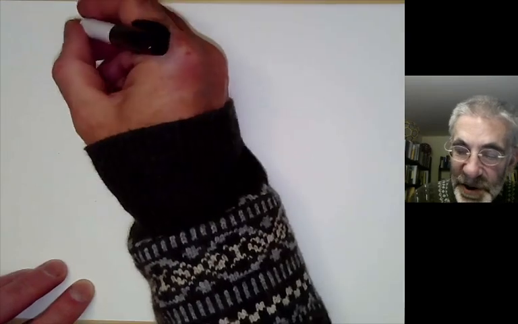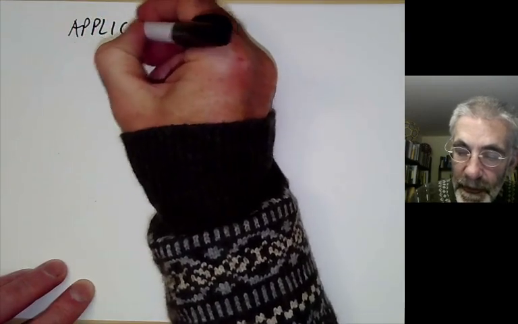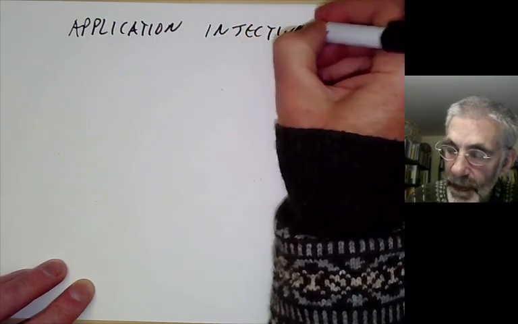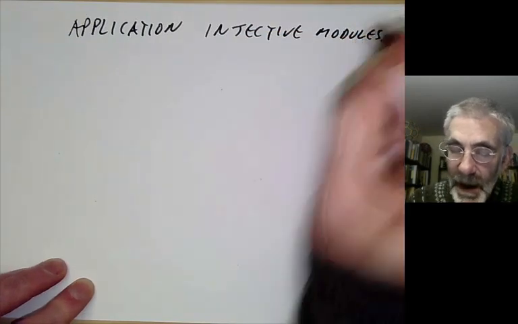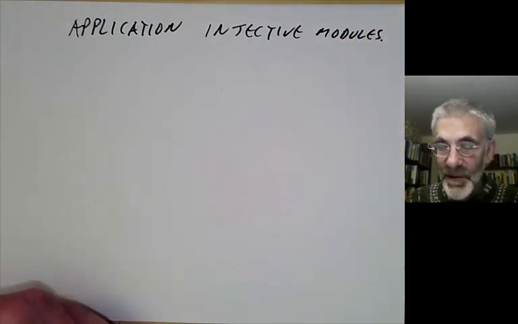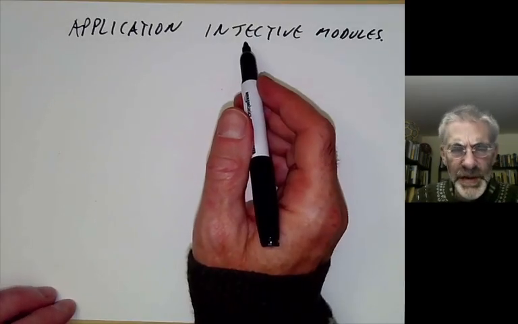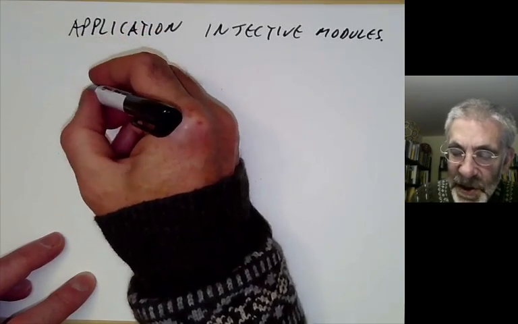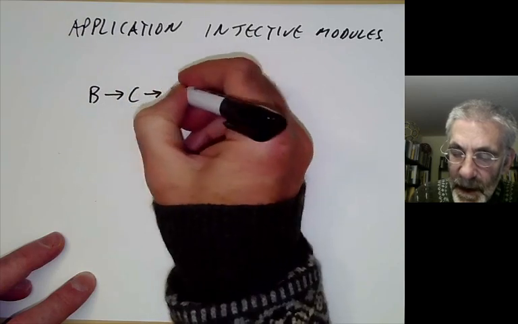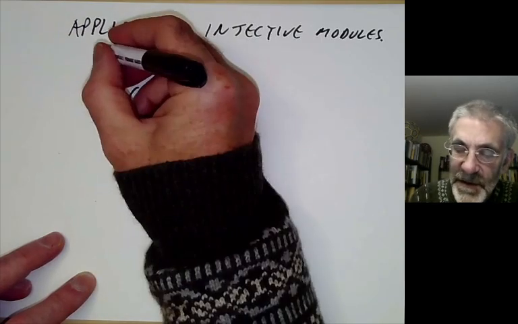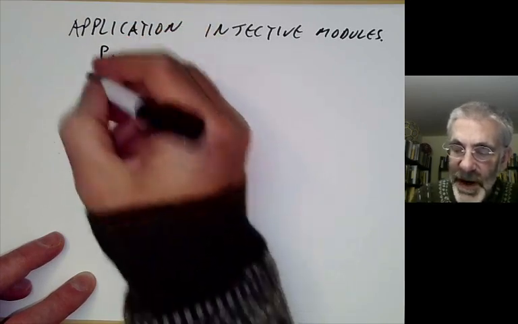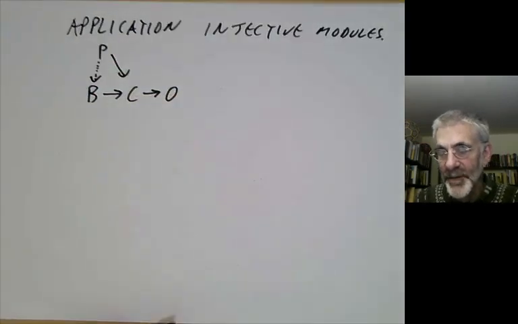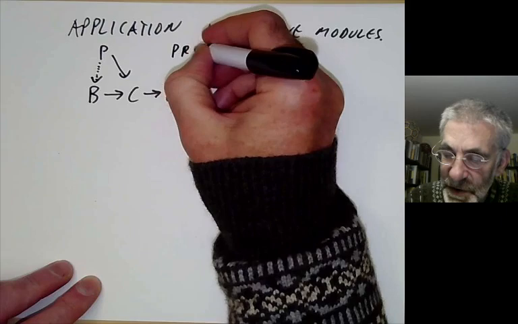Now I want to give an application of duality to injective modules. So first of all, what is an injective module? Well, an injective module is a sort of dual concept of a projective module. So let's remember what a projective module is. A projective module says that if you've got a surjective map of modules and you've got a map from your projective module to P, then it can be lifted, not necessarily uniquely, to a map from P to B. So this is the definition of a projective module.